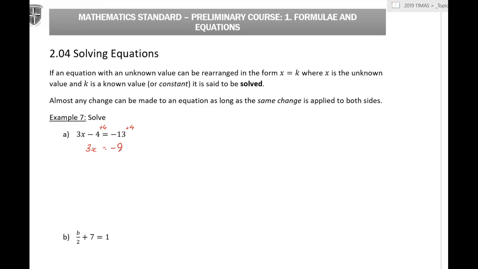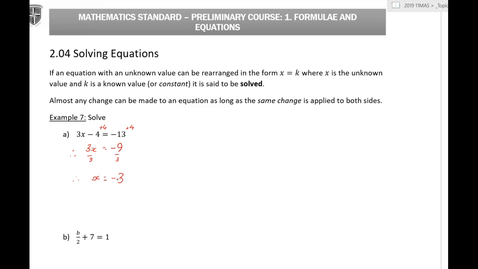Now I'm going to divide both sides by 3. As I said, I don't particularly like this sort of notation, but here we go, just for the first one today. Now 3x divided by 3 is just 1x, which we write as x, and that tells me that I'm mightily close to a solution here. Negative 9 divided by 3 is negative 3. So there's my answer of x equals negative 3, and that's perfectly fine to leave your answer there.